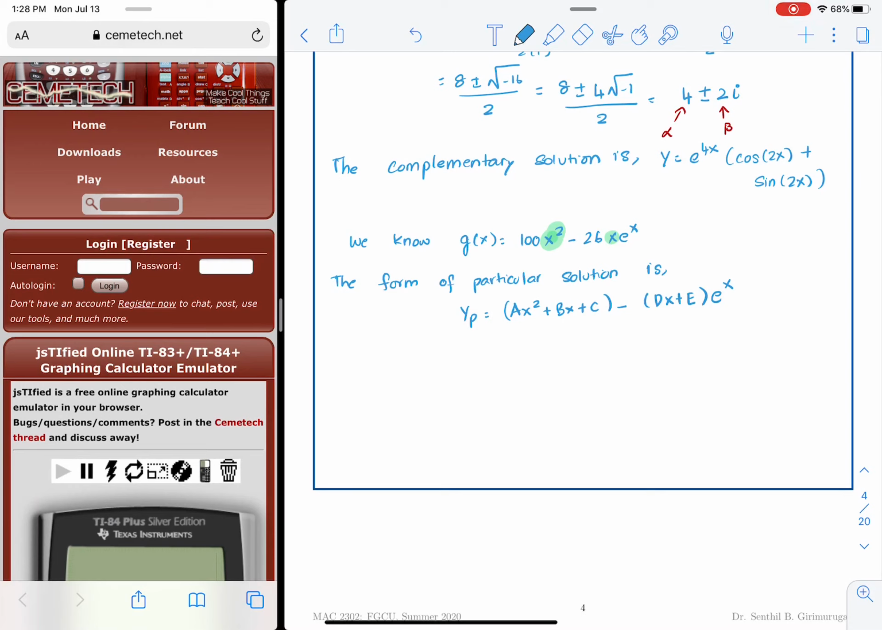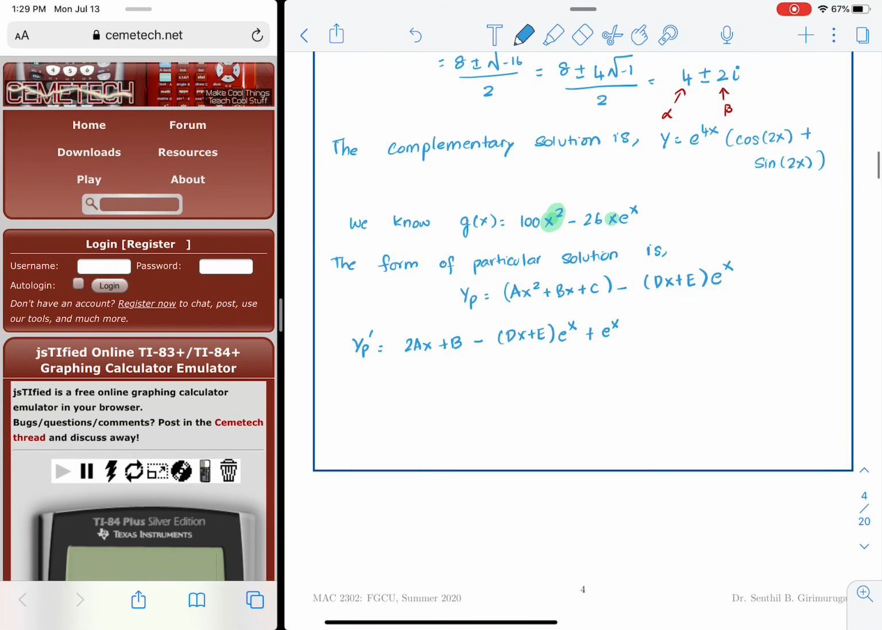So now we have to find the derivatives, plug it in the original DE, and find the undetermined coefficients a, b, c, d, and e. So yp prime would be 2ax plus b, derivative of the constant is 0, minus dx plus e times e raised x plus e raised x multiplied by d. I'm using product rule for that part. There should be a minus there. So that is product rule for the dx plus e term right here.